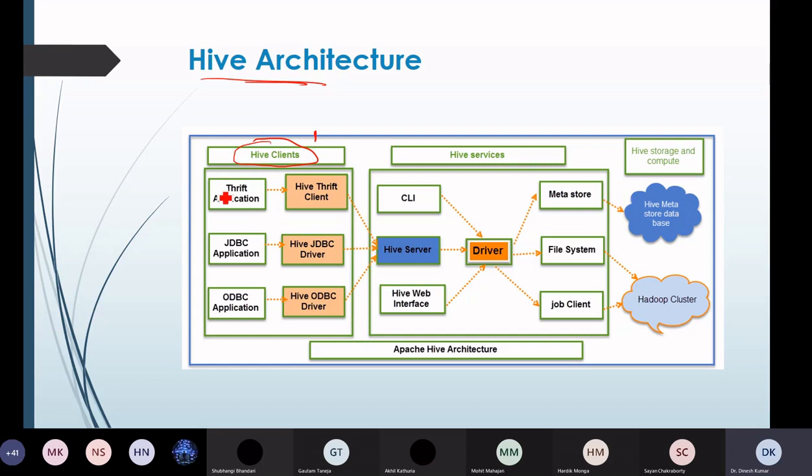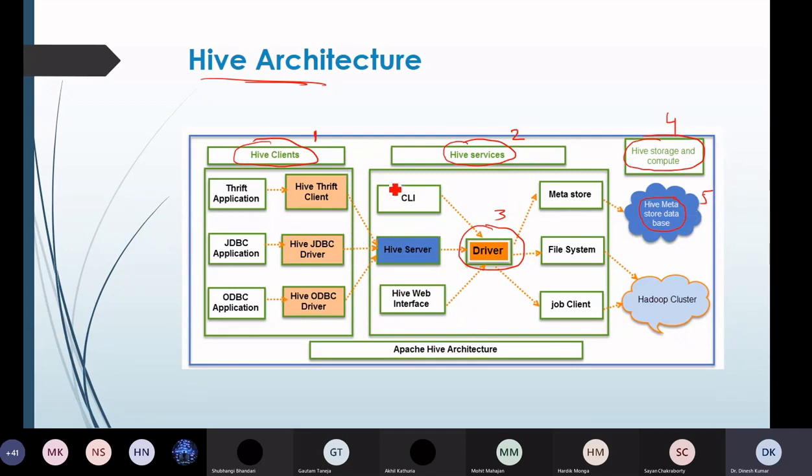So this is the first component, which is the Hive clients, right? Then the second component is Hive services. This is the second component of this particular architecture. And the third is the drivers. There are a number of drivers in the case of Hive that I will discuss one by one in the next slides. Then Hive storage and compute is another component, and then the Hive metadata store. This is also one of the very important components of this architecture.